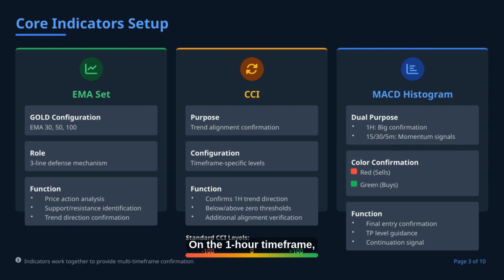Lastly, the MACD histogram serves a dual role. On the 1-hour timeframe, it provides strong confirmation of the trend, while on the 15 and 30-minute and 5-minute charts, it signals momentum for entries and exits. The histogram's color changes between red and green give clear buy or sell indications, helping us finalize entry points, manage take profits, and identify continuation signals. Together, these indicators work across multiple timeframes to ensure solid confirmation before making any trading decisions.